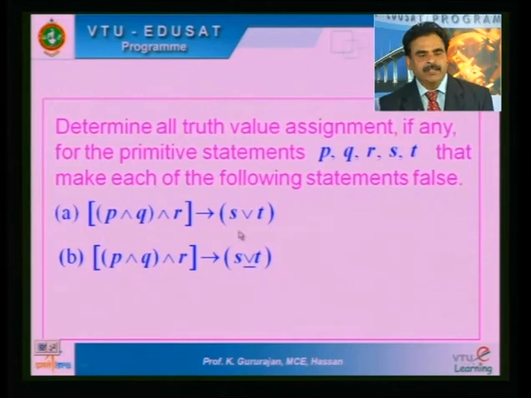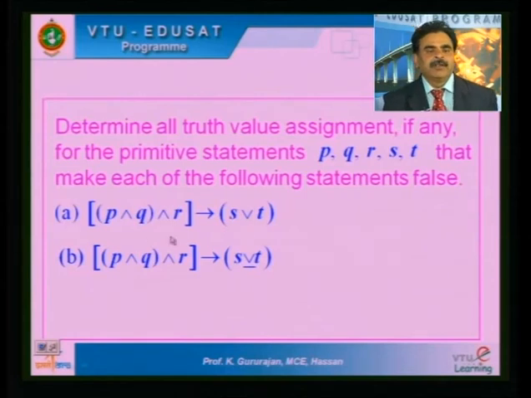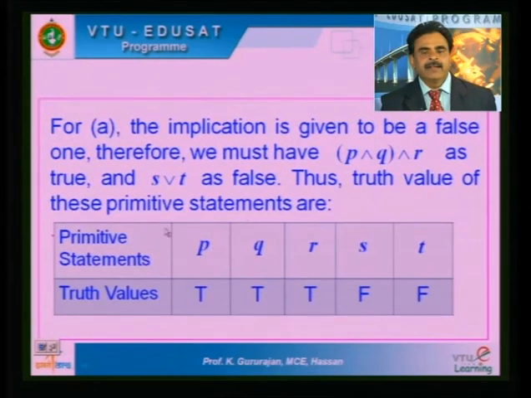Now, we know that the implication is false. When will the implication be false? Only when this statement is true and this statement is false, yes or no? We have been telling that the implication can be false only when the one on the left hand side of the arrow mark is true and the other on the right hand side of the arrow mark is false. So, therefore, this statement will assume the truth value false only when P and Q and R is true and S or T is false, okay, right.